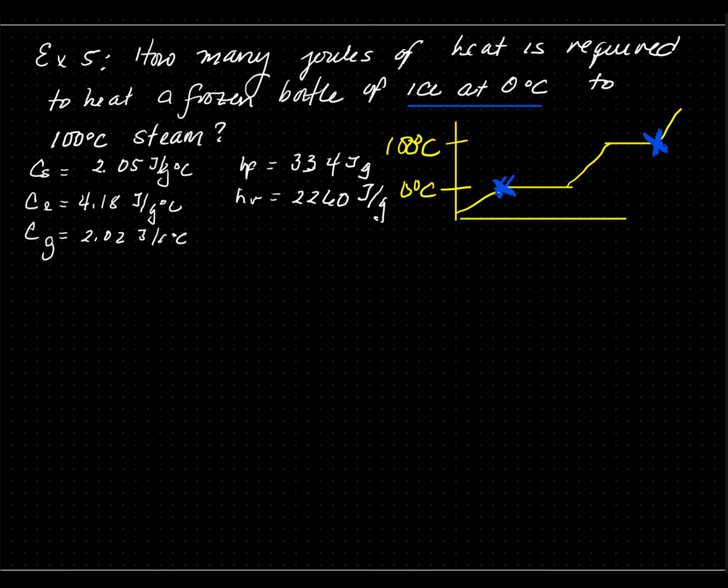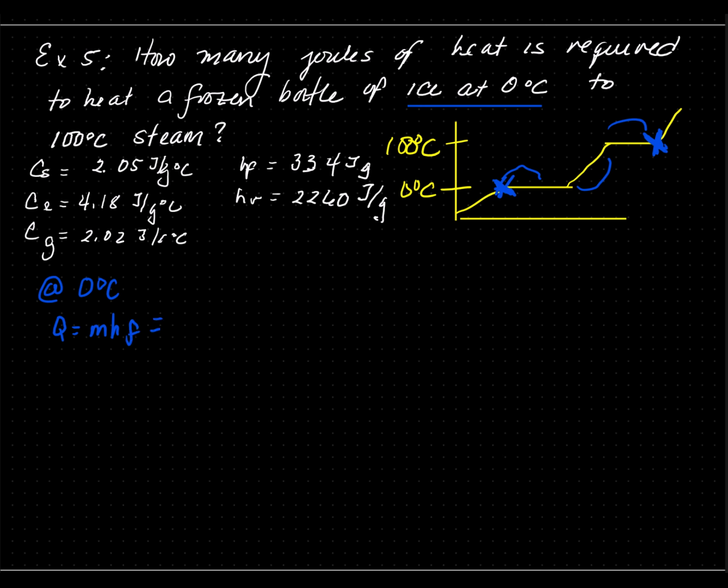If you don't remember this, go back to the beginning of the video. There are 3 slope changes. So this is 1, 2, 3. So there are 3 equations. The first equation we're going to use is at 0 degrees. Since there's no temperature change, we are melting this. So it's going to be Q is equal to mHf.